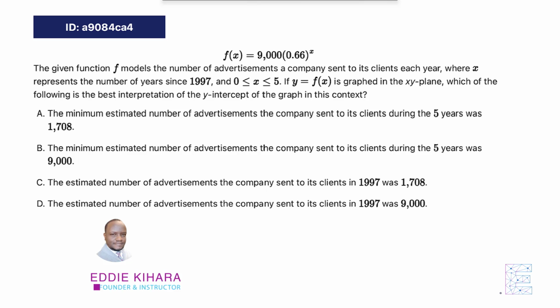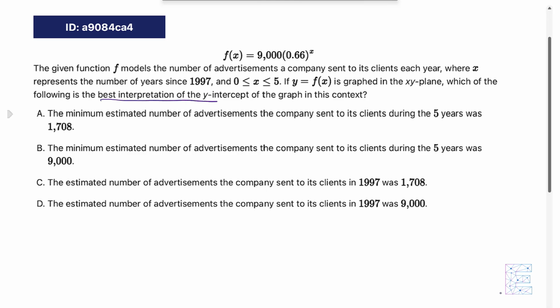The given function f models the number of advertisements a company sent to its clients each year, where x represents the number of years since 1997, and x is greater than 0 but less than or equal to 5. If the graph is graphed in the xy plane, which of the following is the best interpretation of the y-intercept of the graph in this context?